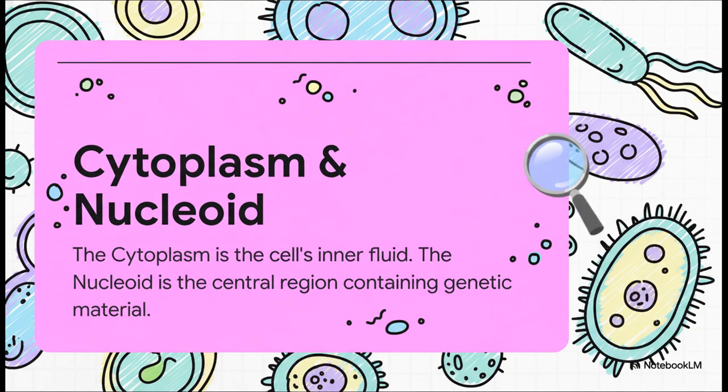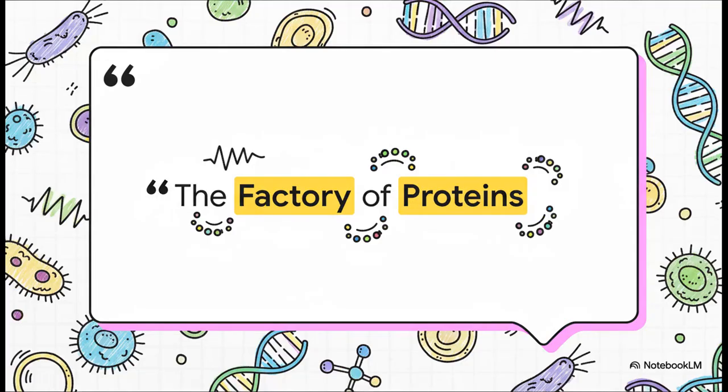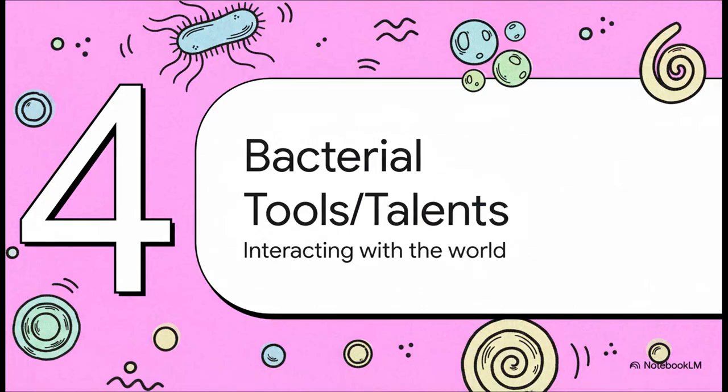Now, let's head inside the cell. Everything is floating around in this jelly-like fluid called the cytoplasm. And right there in the middle, we find the nucleoid. Remember, since there's no nucleus, the nucleoid is just the spot where the cell keeps its entire genetic blueprint all bundled up. And scattered all through that cytoplasm are these tiny little structures called ribosomes. You can think of them as the factory of proteins. These little factories are absolutely essential. They read the genetic code from the DNA, and then they build all the proteins the bacterium needs to function, grow, and just live.